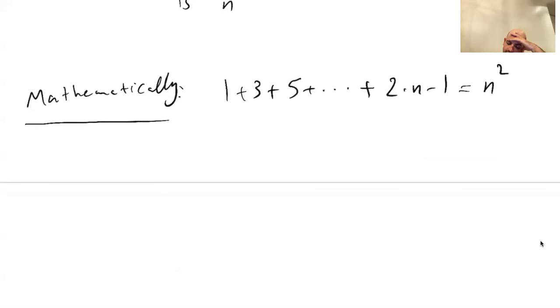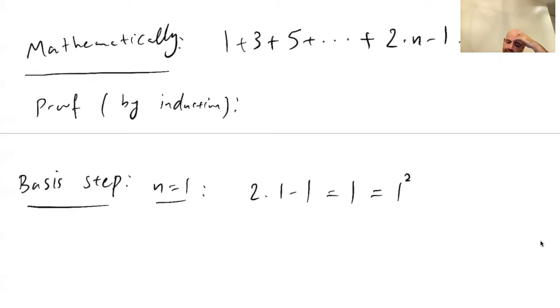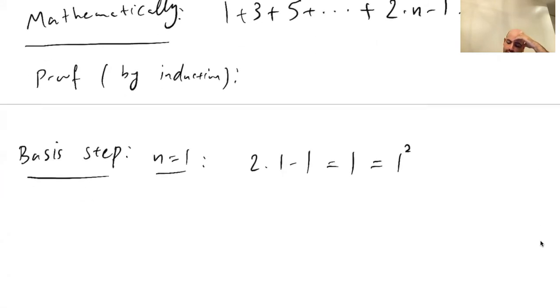So let's prove it by induction. So first we have to look at the basis step. Basis step means just check it simply for n equals 1. Then 2 times 1 minus 1 equals 1, which is the same as 1 squared. So left-hand side and right-hand side, in this case, both will be 1, and therefore they will be equal. And then we have to look at the inductive step.